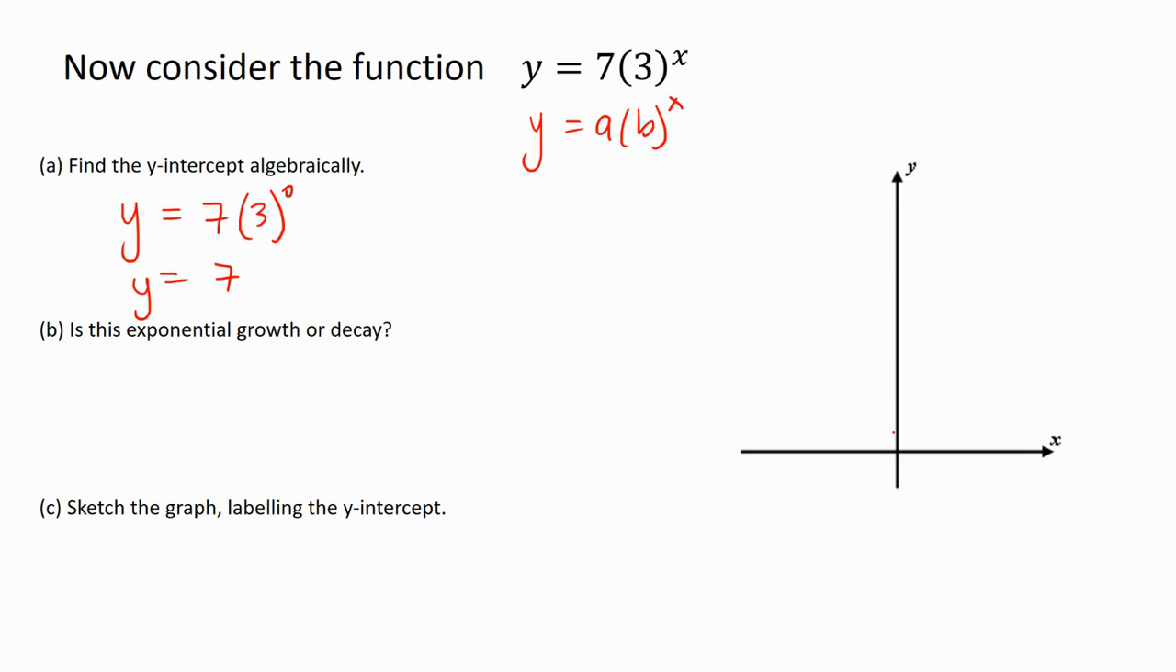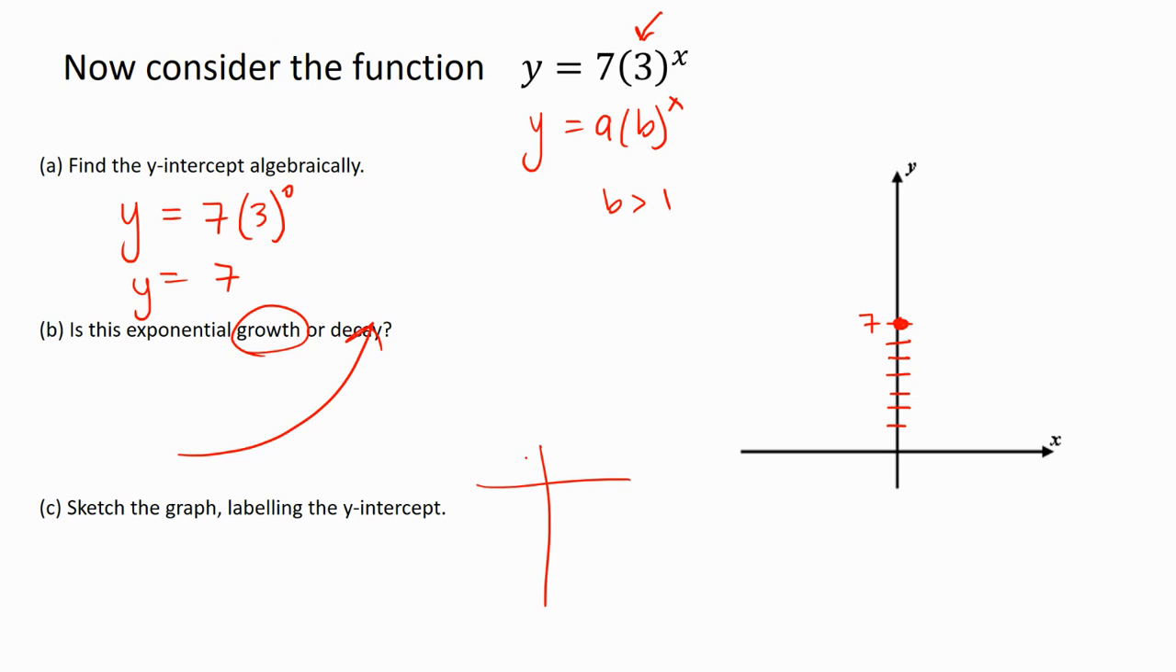So 0 in the x direction, up 7: 2, 3, 4, 5, 6, 7. So there's the y-intercept. Now, is it growth or decay? Well, it's going to be growth because the base is greater than 1. Okay, so that means our function is going to look like this. Now sketch the graph, labeling the y-intercept. So there's the y-intercept. Now how do we get the rest of the graph?